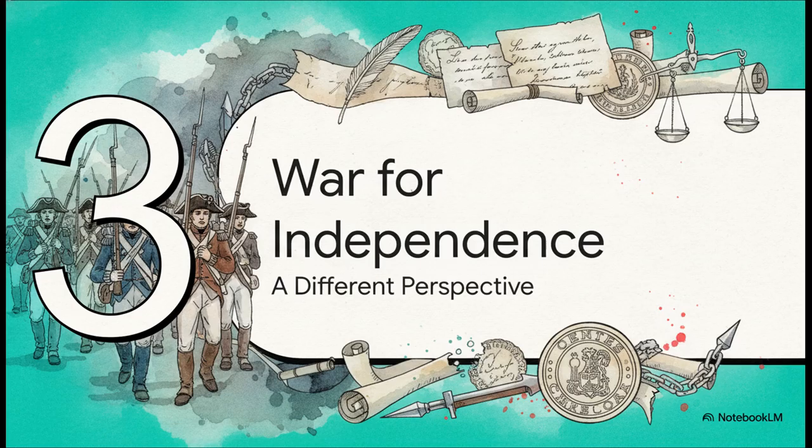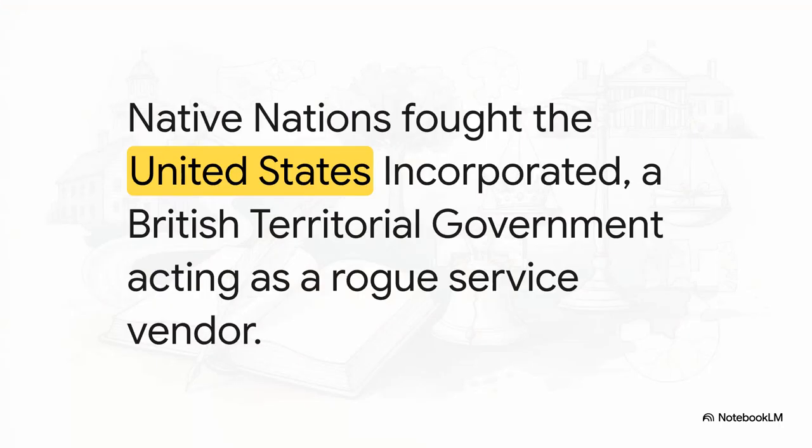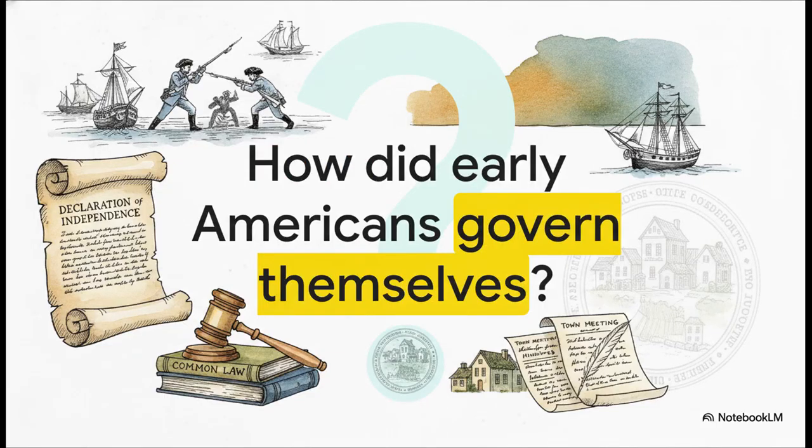Moving on to part three, the War for Independence. Once the armed conflict actually kicked off, the texts frame the combatants in a way you probably haven't heard before. For instance, when unconquered native nations engaged in battle, the sources claim they weren't actually fighting the true American government. Instead, they were fighting the United States of America Incorporated, which is described in these texts as a rogue British territorial government acting as a service vendor. Pretty wild distinction, right? But that leaves us with a huge logistical puzzle. If the colonists were busy fighting this overarching corporate entity, how on earth were they managing their day-to-day lives without a centralized king calling the shots?